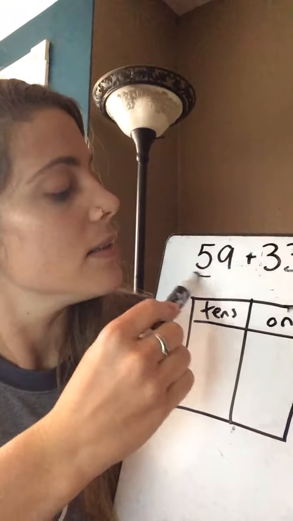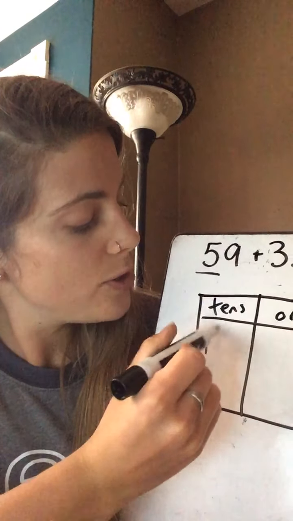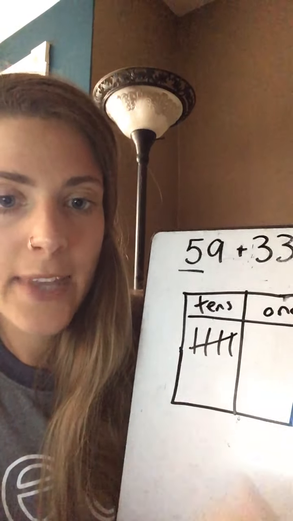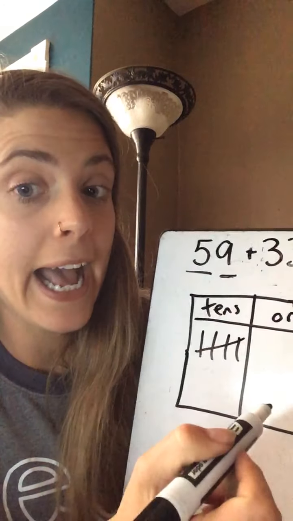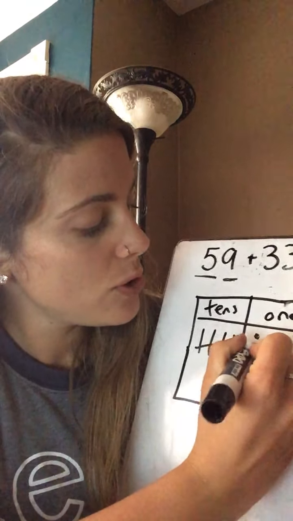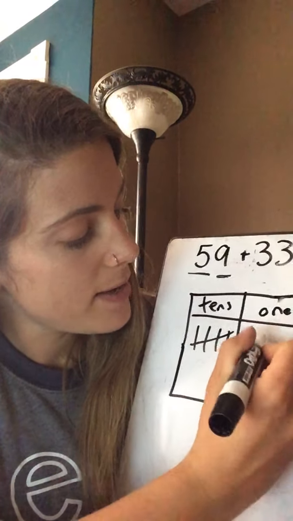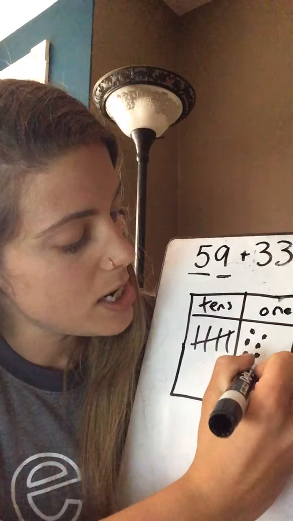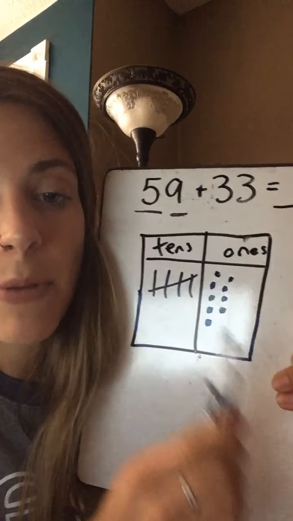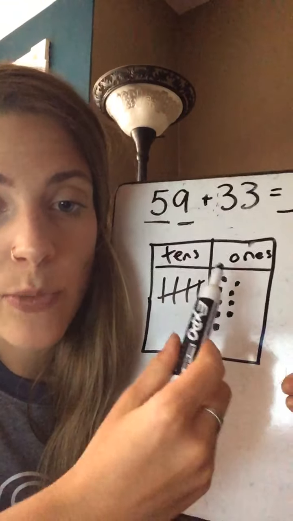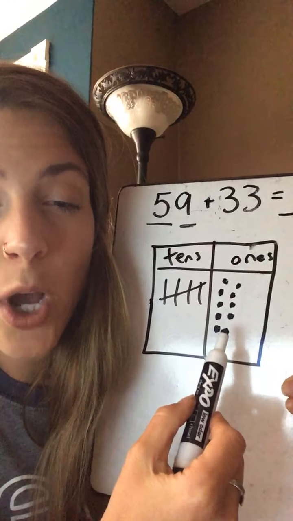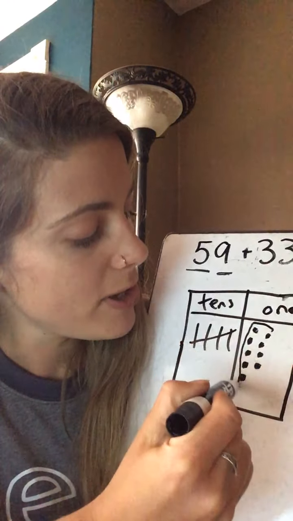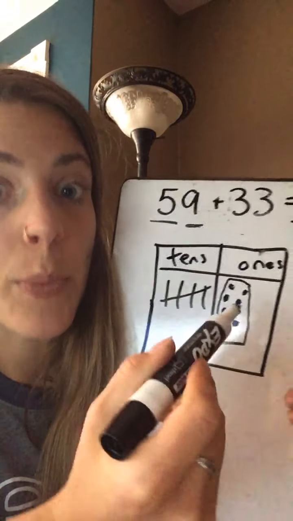So how many 10s? 5. 1, 2, 3, 4, 5. How many 1s? 9. 1, 2, 3, 4, 5, 6, 7, 8, 9. All right, remember, I don't do my random dots. We do them in orders of 5s. So we can see we need one more, and then that's going to be filled up.